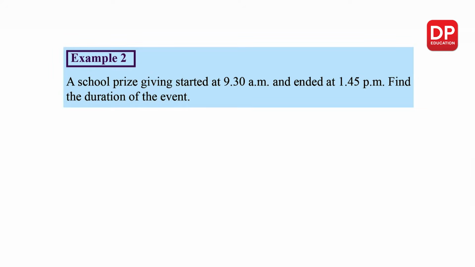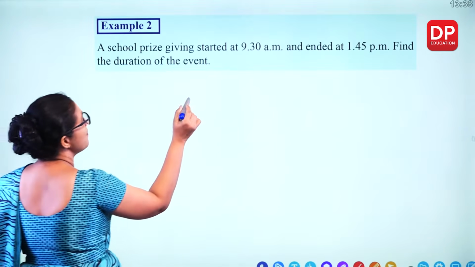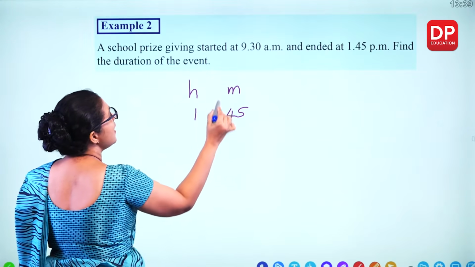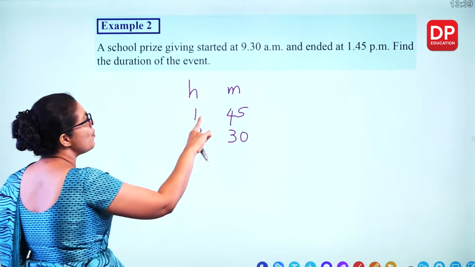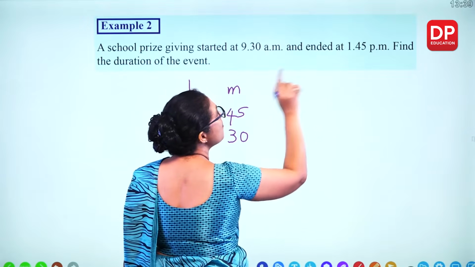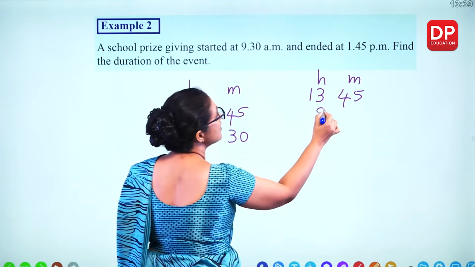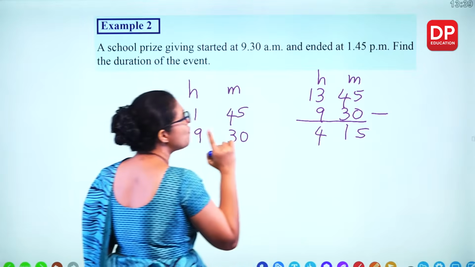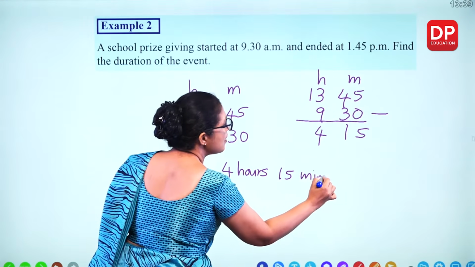Example 2. A school prize giving started at 9:30 a.m. and ended at 1:45 p.m. Find the duration of the event. What's the starting time? 9:30, and this is 1:45 p.m. Can we subtract? You can't subtract directly because this is PM, which means you have to add 12 to that. So we can convert to the 24-hour clock. 12 plus 1 is 13, 45 hours and minutes. Here 9:30. Now you can subtract. So you get 1 and here, what's the value? 4. So what's the duration of the event? 4 hours and 15 minutes.